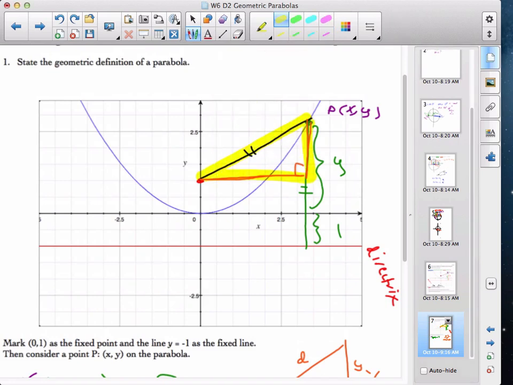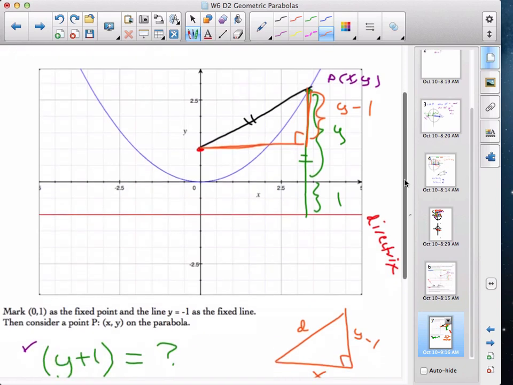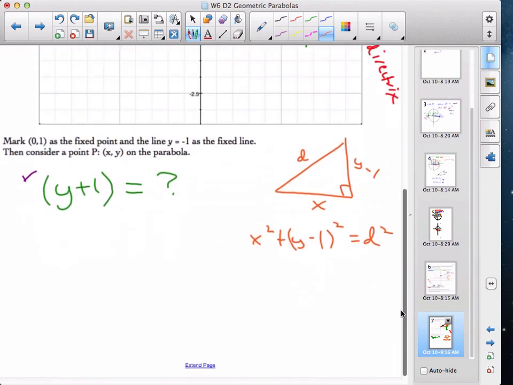Love it. And I like the evaluation here in finding this height right here as y minus 1. That is correct. So now we're able to solve for the distance squared, and we see that it is x squared plus y minus 1 squared equals d squared.